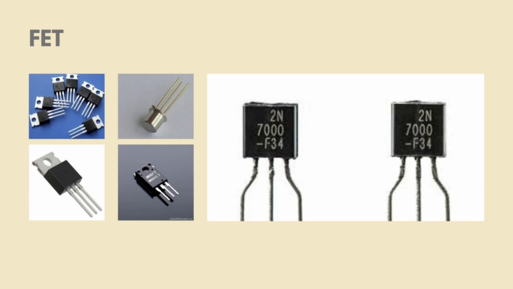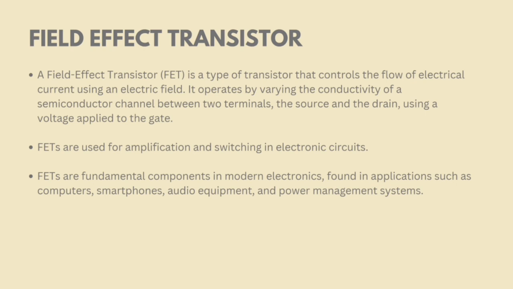Now let us take a closer look at the theoretical definition of the FET. A field effect transistor, or FET, controls the flow of electrical current using an electric field. It works by adjusting the conductivity of the semiconductor channel between two terminals, commonly known as the source and the drain, with a voltage applied to the gate.